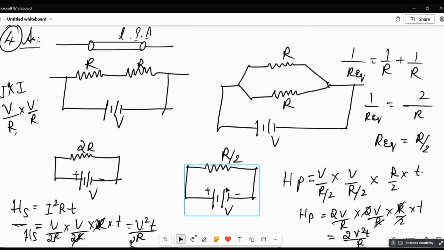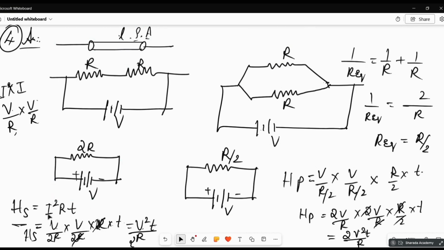Now he is asking what is the ratio of heat produced in the series circuit by the heat produced in the parallel circuit. So you have to find heat produced in the series circuit and then in the parallel circuit separately. Okay. So what is the formula for heat? I square into R into T. Correct. So I don't know I in the circuit, I know resistance, I know voltage. So instead of I, by Ohm's law I can take it as V by R.